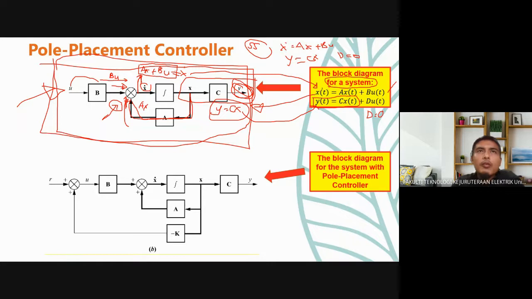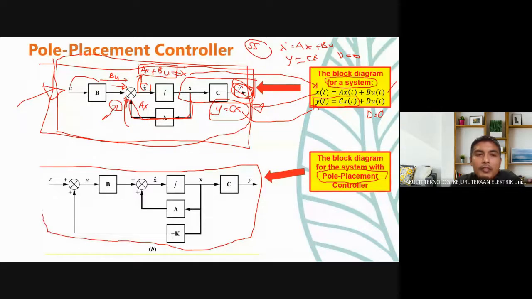Okay, so what happens when we apply a pole placement controller to a system? We have a system, then we apply the pole placement. So this is the block diagram of a system with pole placement controller.